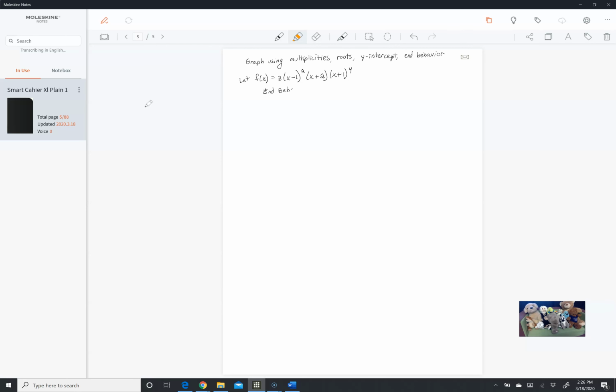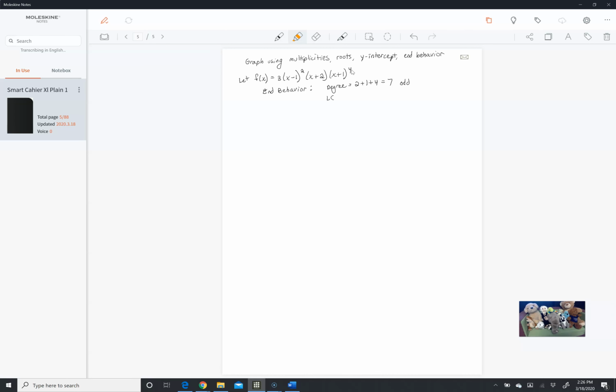So if you remember, in order to determine the end behavior, we need to know the degree. So in order to find the degree, we add the exponents. So 2 plus 1 plus 4 is equal to 7. So the 2 comes from here. The 1 comes from this exponent over here. Again, if there is no exponent, it's a 1. And the 4 comes from here. So 2 plus 1 plus 4 means that we have a degree of 7. All we care about is whether it's even or odd, and this one is odd.